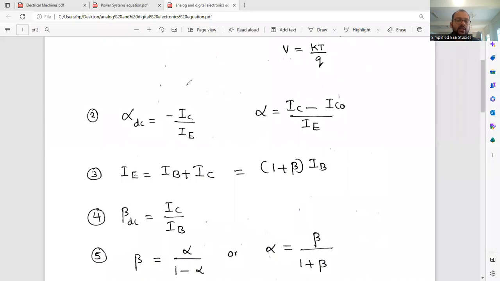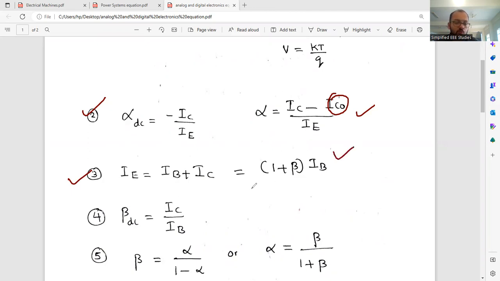Similarly, the gain formula, alpha DC. Alpha DC is equal to minus IC by IE. If you want in terms of leakage current also, you can write alpha is equal to IC minus ICO divided by IE. ICO means leakage current. Fine. Similarly, the emitter current is the sum of base current and collector current. You can write in terms of Kirchhoff's current law. If you apply Kirchhoff's current law, you can get this answer.